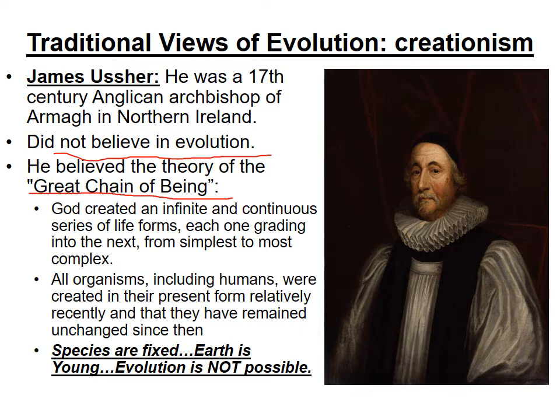So essentially he was saying that species are fixed. He was also saying that Earth is young. So evolution is not possible. So this is, again, one of the major ideas against evolution.